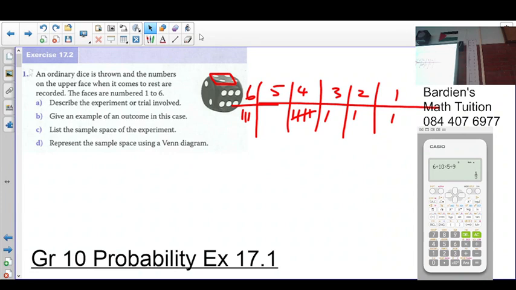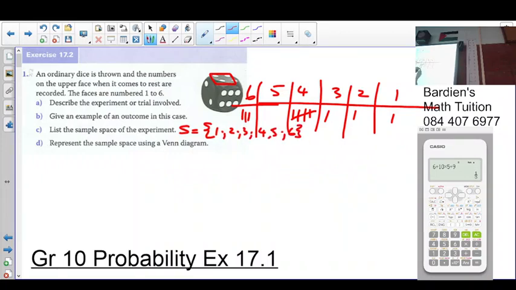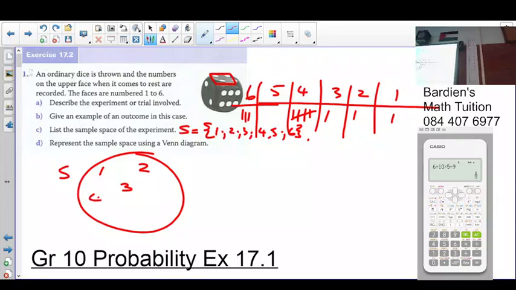Can it be seven? Why not? There's no seven on the dice. So you can just say any one of those six numbers. List the sample space in this experiment. The sample space would be 1, 2, 3, 4, 5, and 6. Represent the sample space using a Venn diagram.